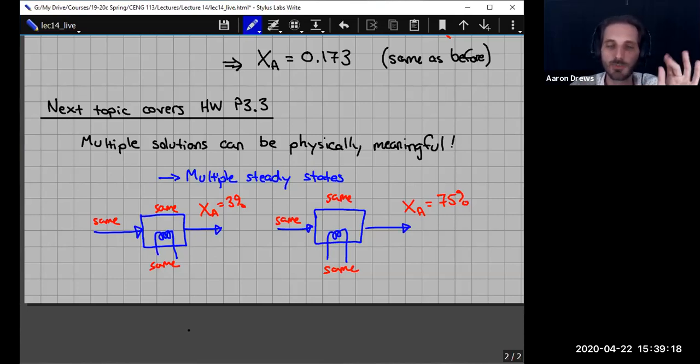We won't have time to get to all of that. So John is going to go through, which he's probably learning about for the first time because I don't think I told him about it, how we identify multiple steady states and classify them. The part that we won't have time to get to is how we actually operate between the two.